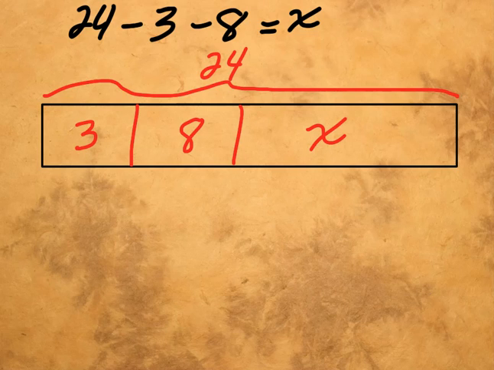Hello, fourth graders. Guess what? That's a tape diagram. I know, right? It doesn't look all that threatening, and yet it might be. Yes, that's just a simple subtraction problem. You take a total of 24, you subtract 3, and then you subtract 8, and what do you get?